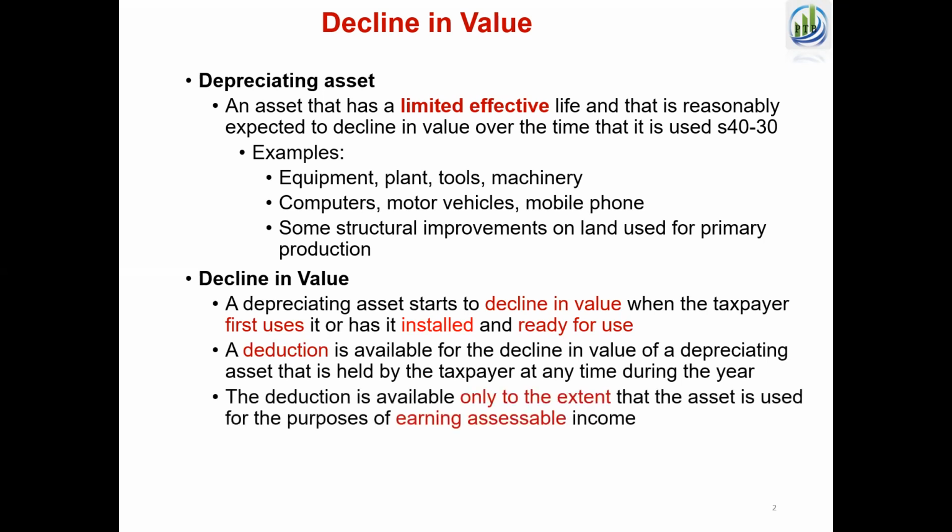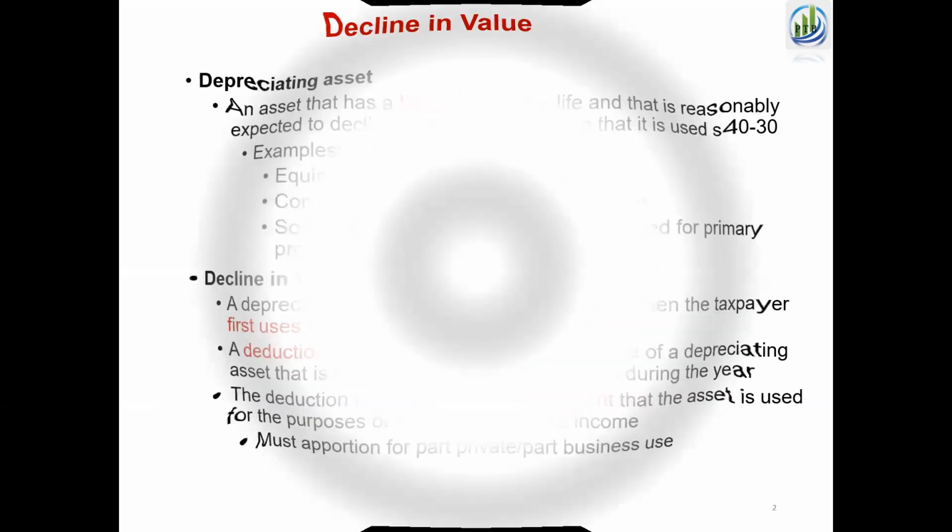The deduction is available only to the extent the asset is used for the purpose of earning assessable income. What's the meaning? If you are using an asset for both private purpose and business purpose, you can only deduct the business portion of the depreciation. You cannot deduct the other percentage.